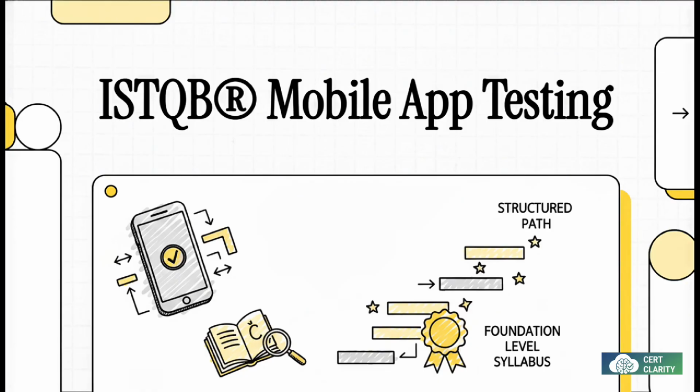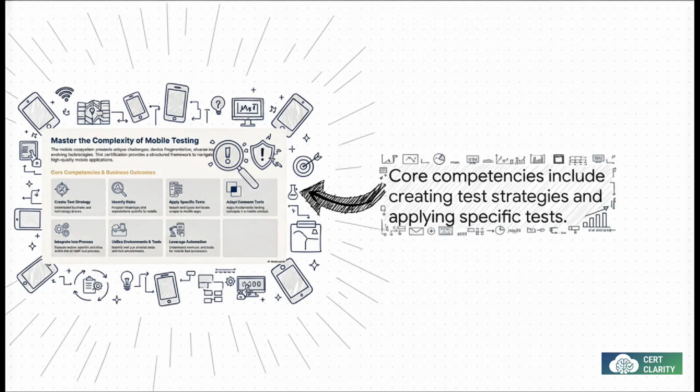So, let's get started. You know, the mobile world has its own unique and pretty complex challenges. We're talking about immense device fragmentation, all sorts of unreliable network conditions, and technologies that seem to change by the minute. This certification is all about giving you a structured framework to really master that complexity. As you can see, the skills you're going to develop are wide-ranging, from creating a test strategy and identifying risks to applying very specific tests and using automation. These are absolutely essential for delivering high-quality mobile apps today.